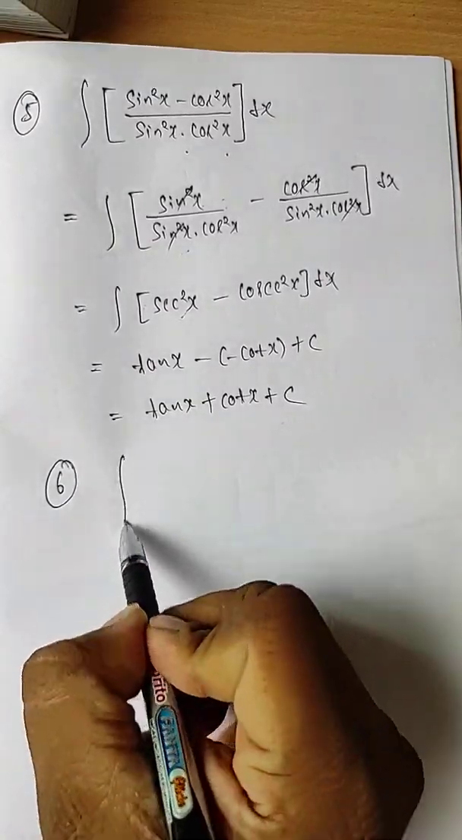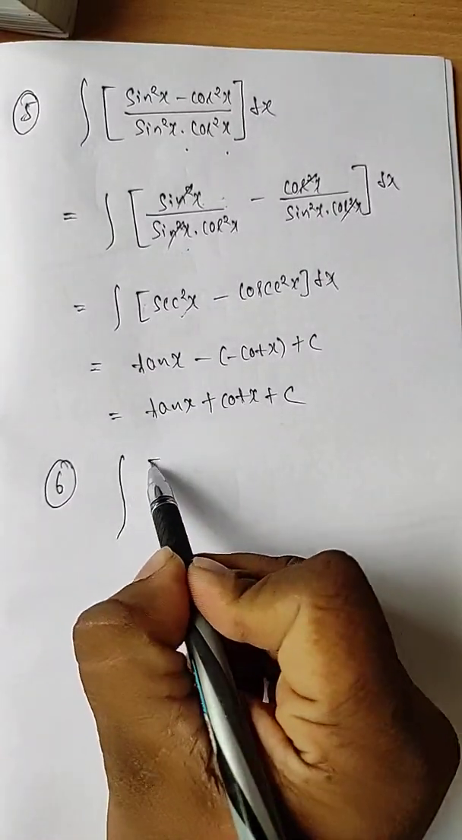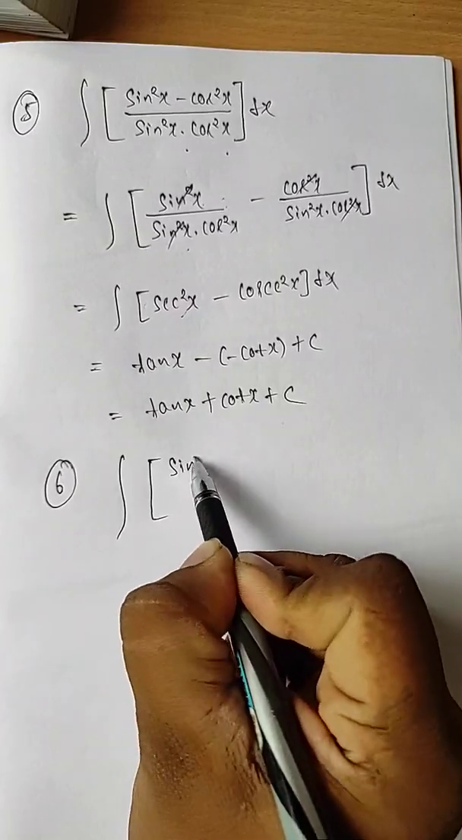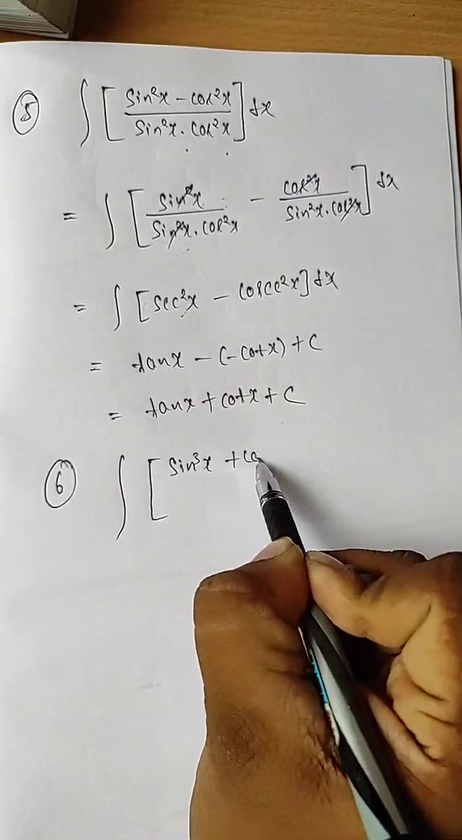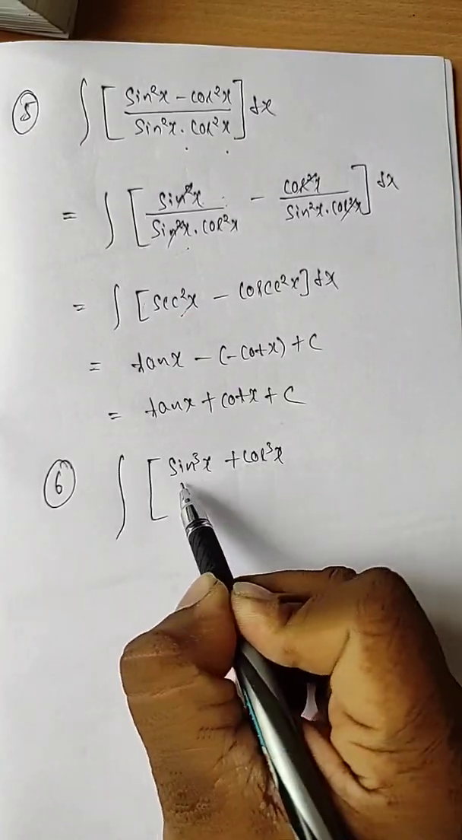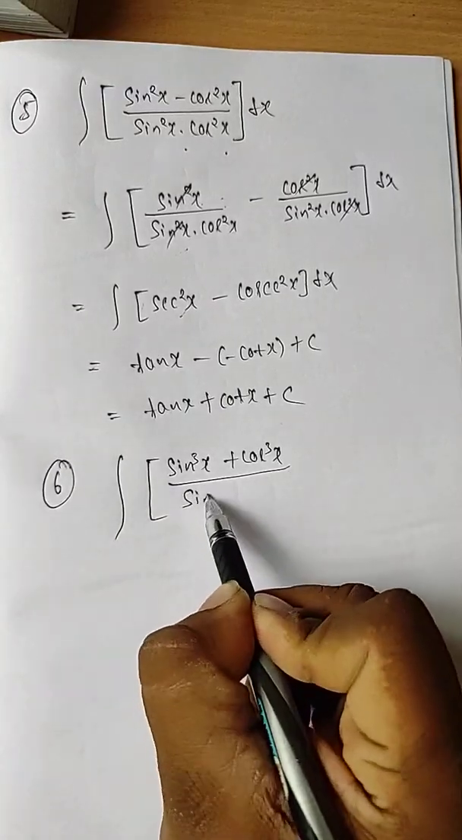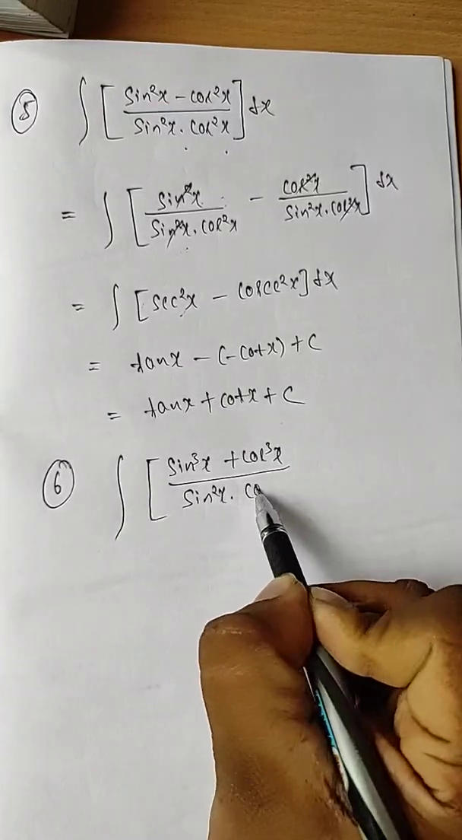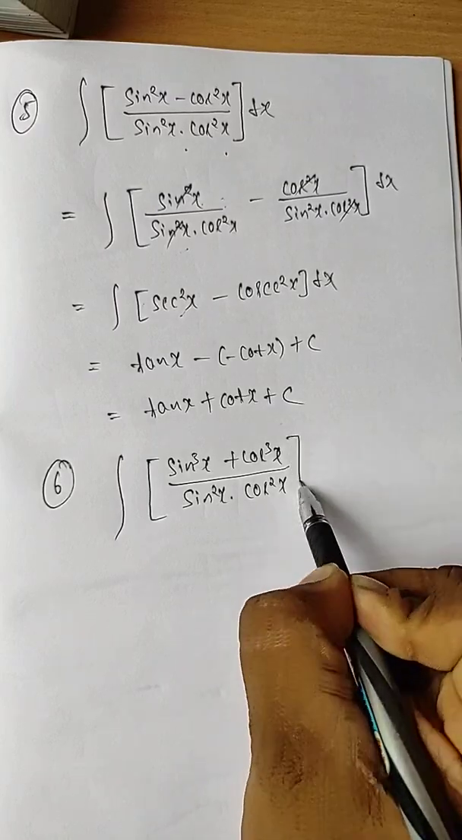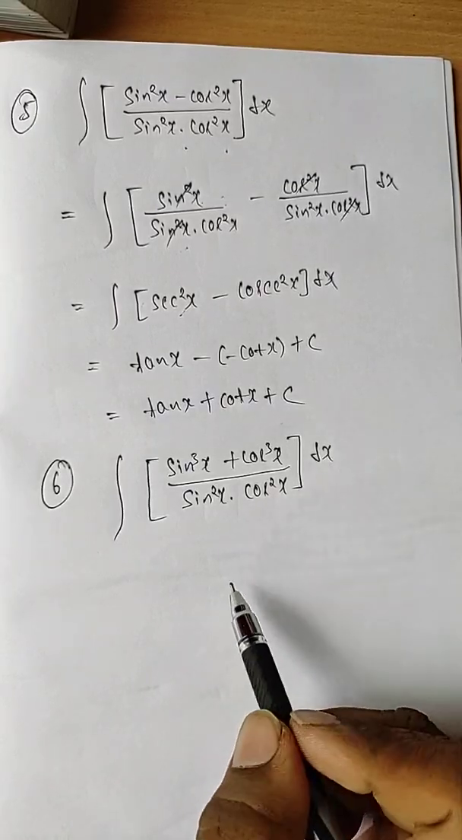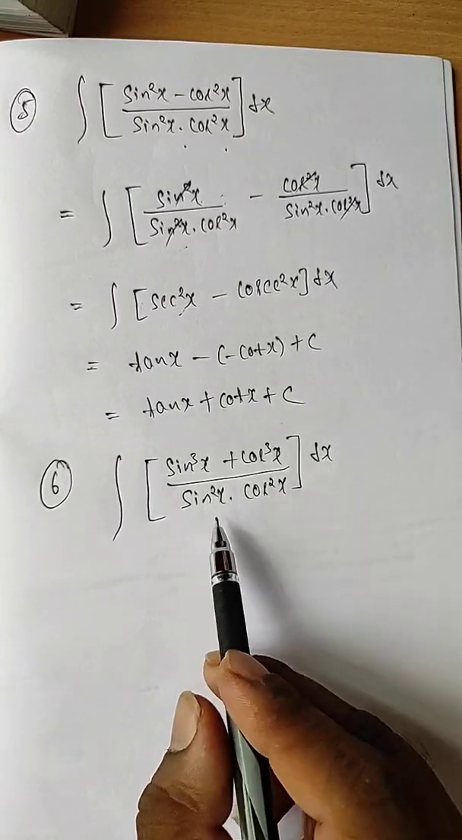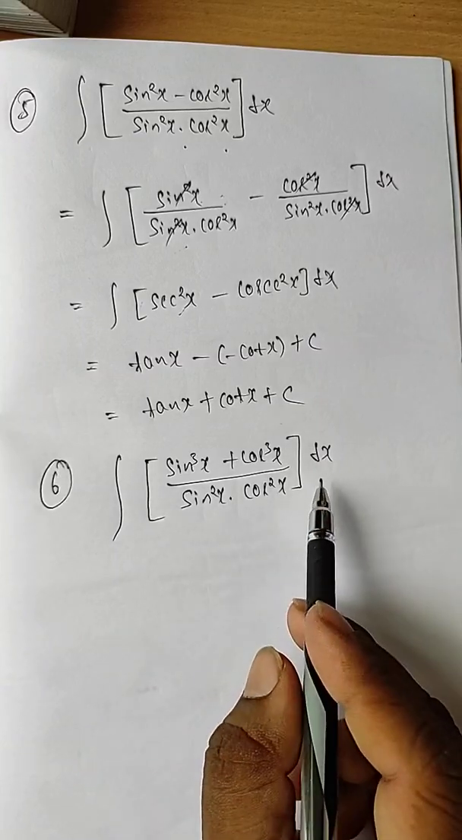Next, integration of sin cube x plus cos cube x by sin square x into cos square x into dx. Is it clear? Integration of sin cube x plus cos cube x by sin square x into cos square x into dx. Is it clear?